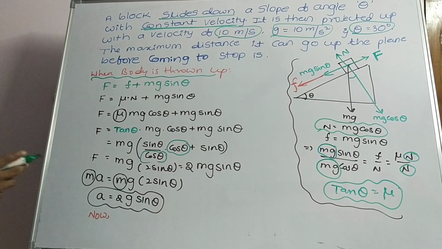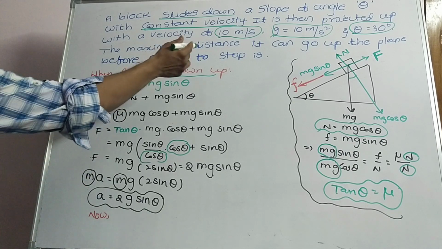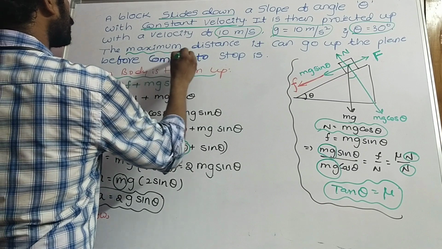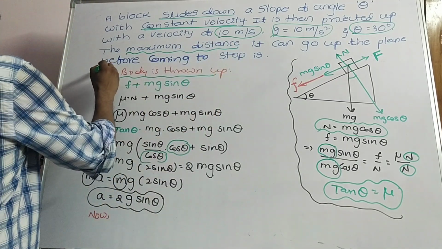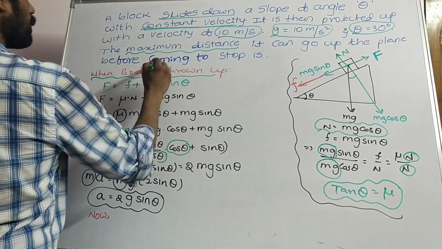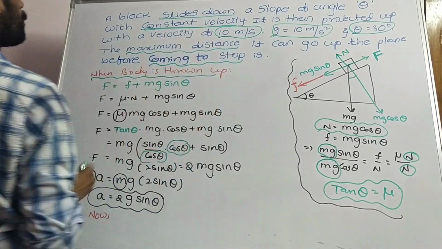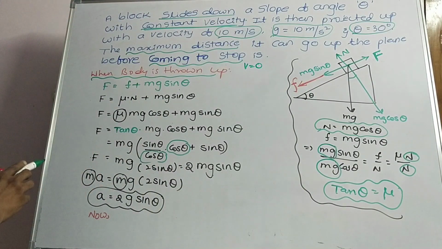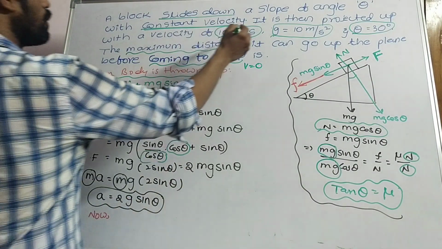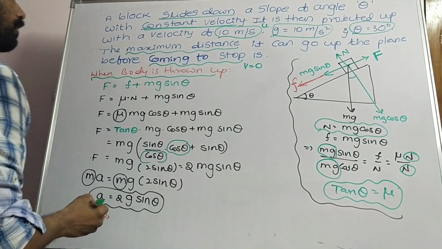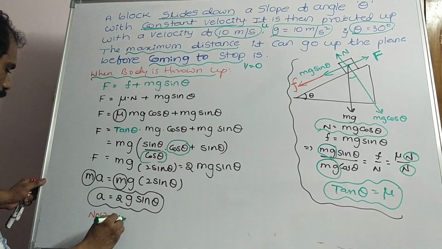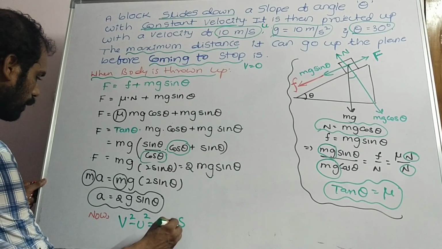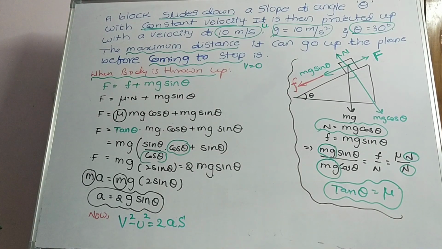Now we have to find the maximum distance the block moves before coming to rest. Coming to stop means final velocity v equal to 0, and initial velocity is given as 10 meter per second. So by taking the equation of motion, v square minus u square is equal to 2as.